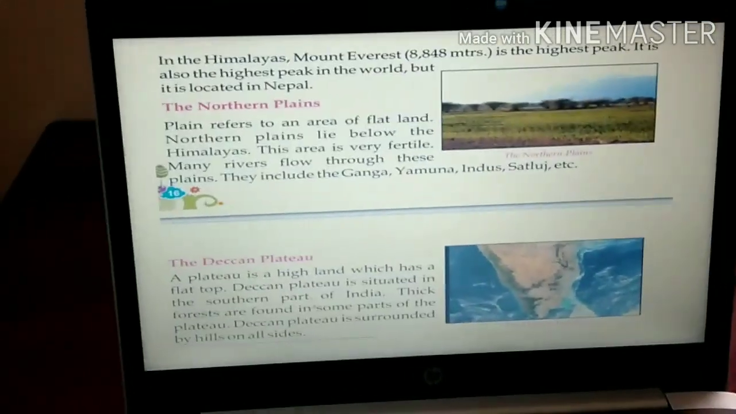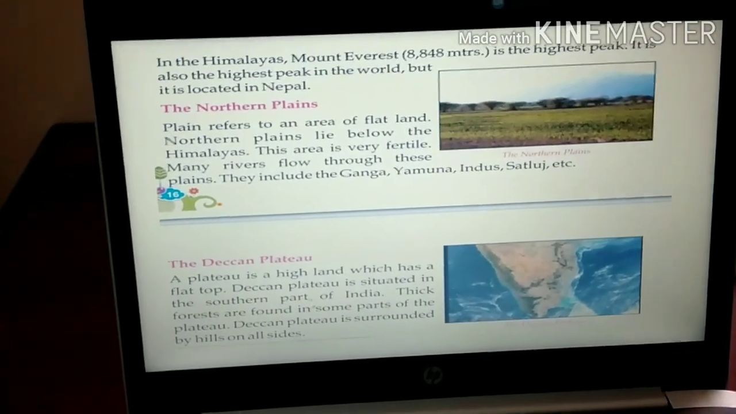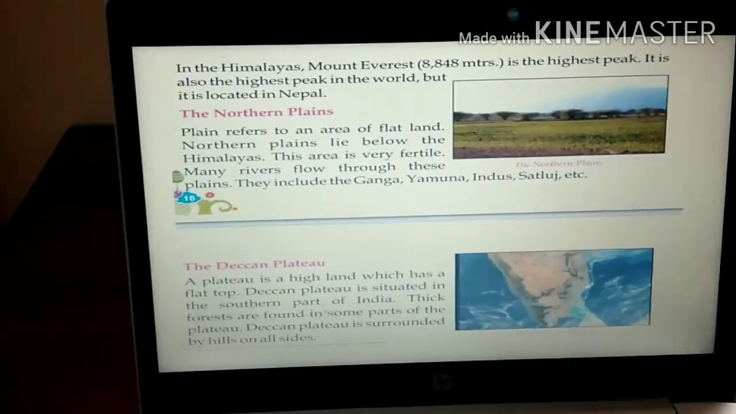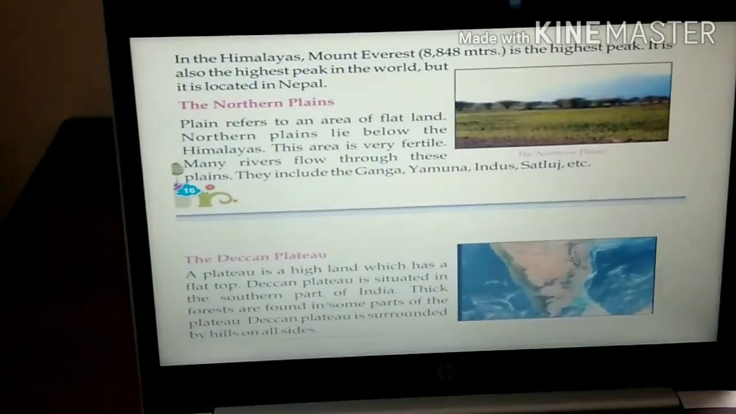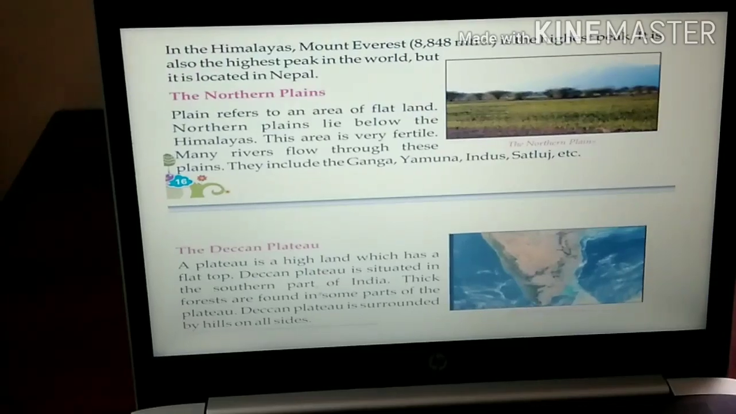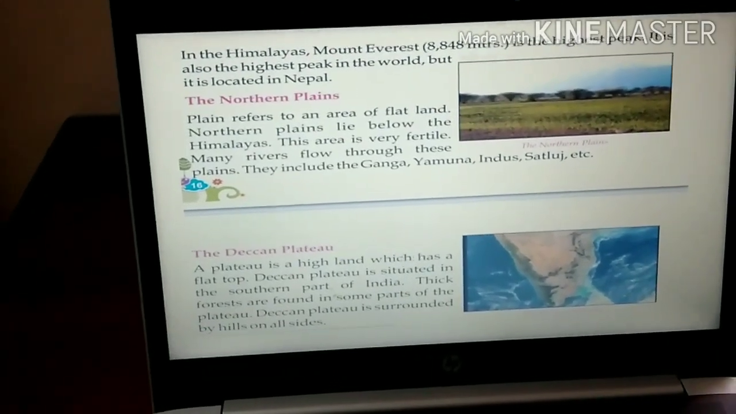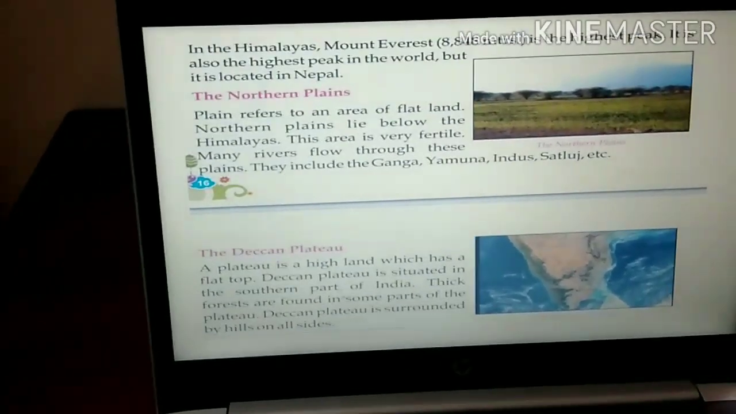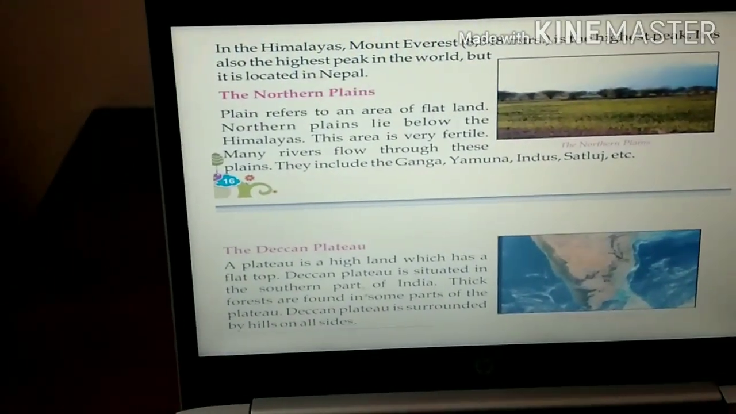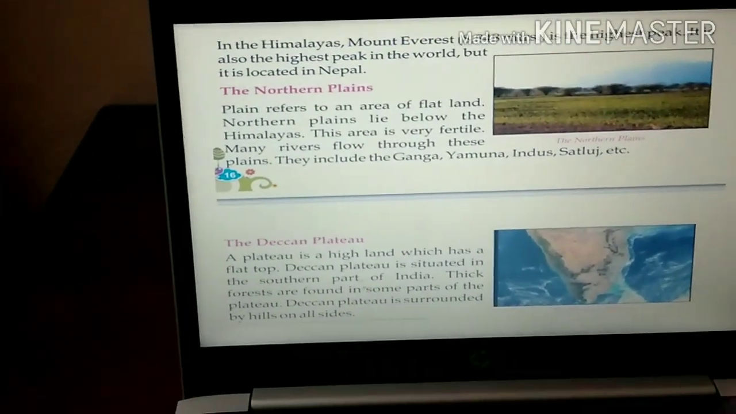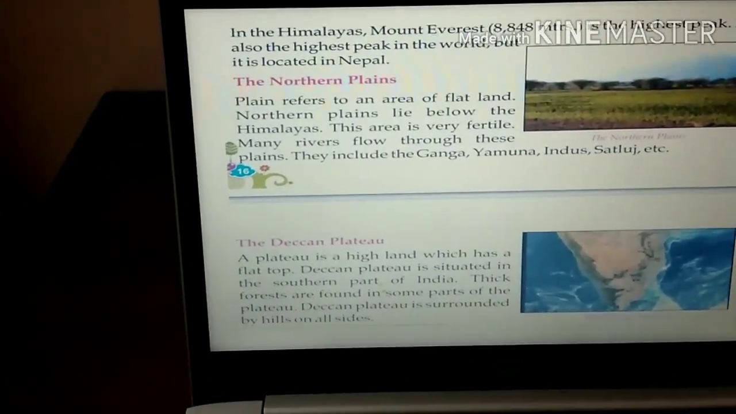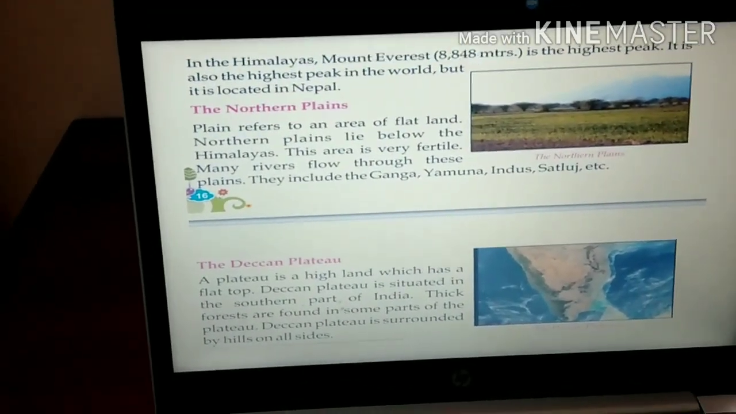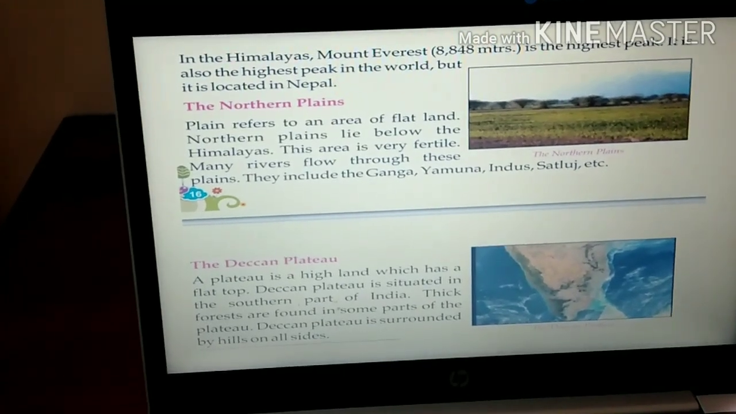In the Himalayas, the height of Mount Everest is 8,848 meters and it is the highest peak. It is also the highest peak in the world, but it is located in Nepal. So, children, this is clear to you all. What is the height of Mount Everest? The height of Mount Everest is 8,848 meters. This is the highest peak in India as well as in the world, and it is located in Nepal.